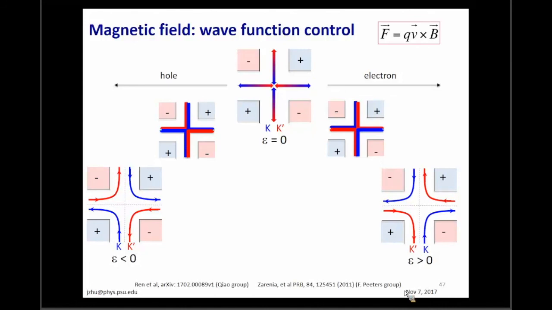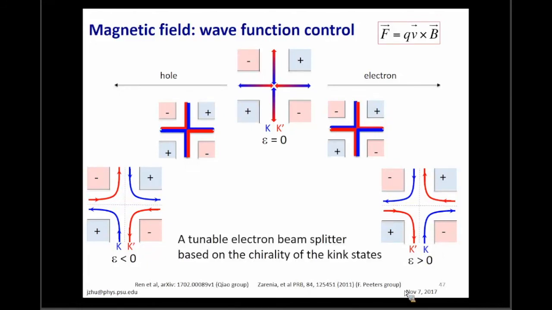So as you sweep the Fermi level with a gate, you can direct where that current is going, from all the way to the left, through 50-50, to all the way to the right. That's the tunable beam splitter. In fact, that beam splitter is based on the chirality of the kink states, which we type with the valley indices in our system.